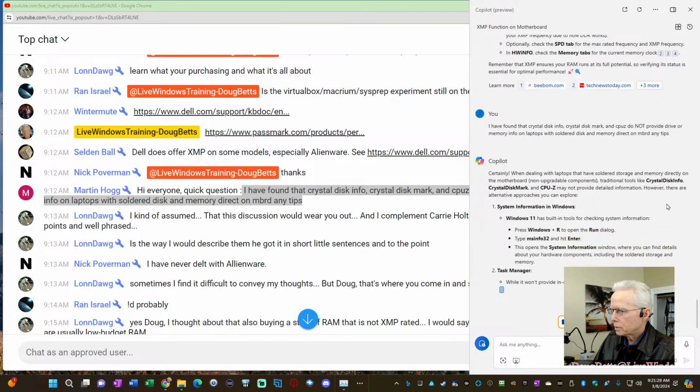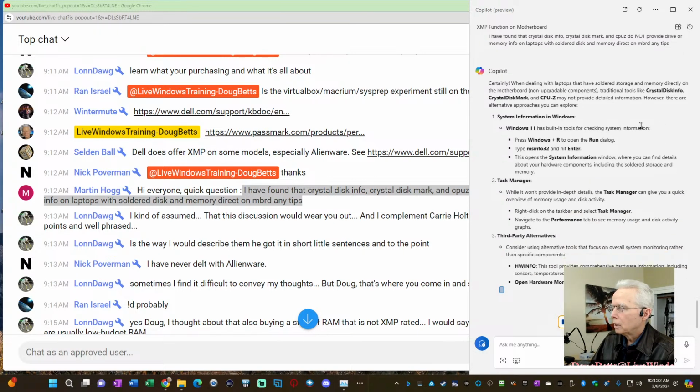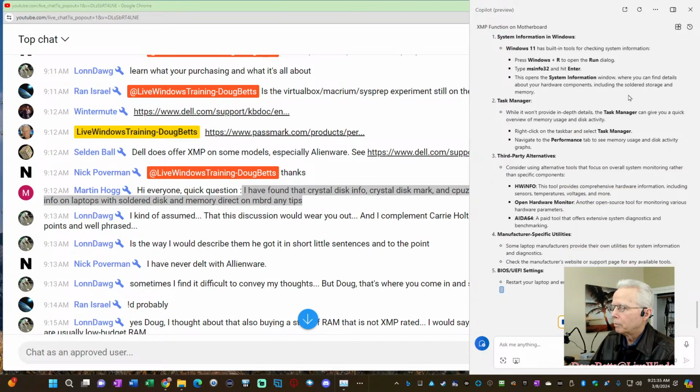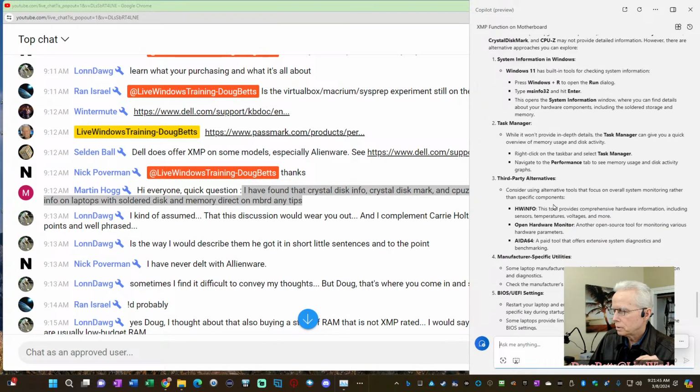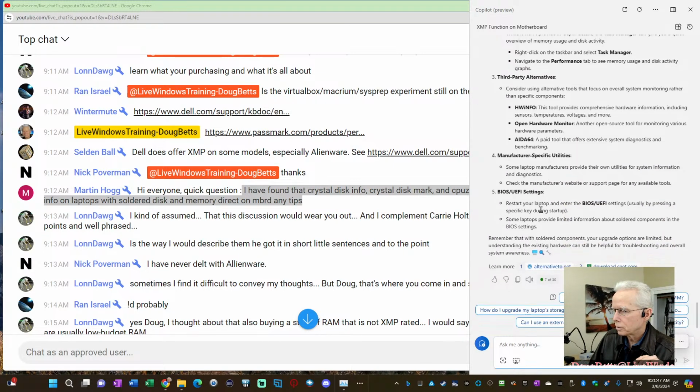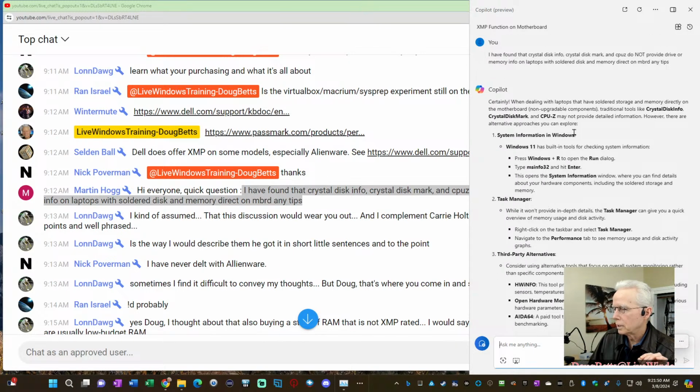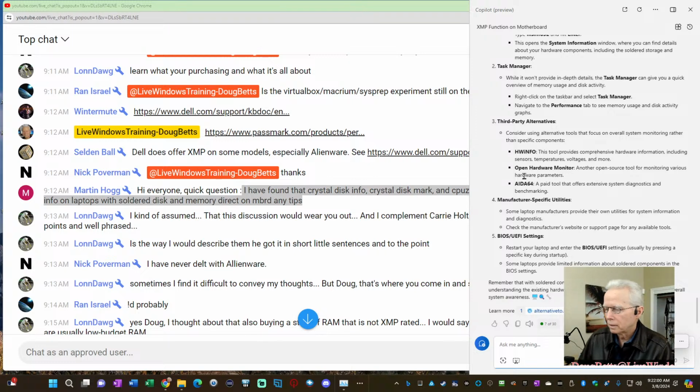When dealing with laptops that have soldered memory directly, traditional tools like Crystal Disk may not provide. It doesn't say won't, it says may not provide. And understand, AI is not always correct. Saying Windows 11 has built-in tools, Task Manager, third-party alternatives, BIOS, so it's just showing other ways to get that information. That wasn't very helpful, really. May not provide detailed information. That's not much of an answer. Maybe that'll be another topic on tomorrow's list.